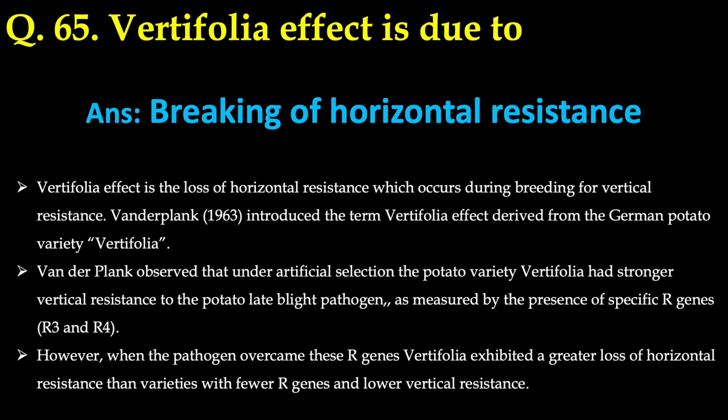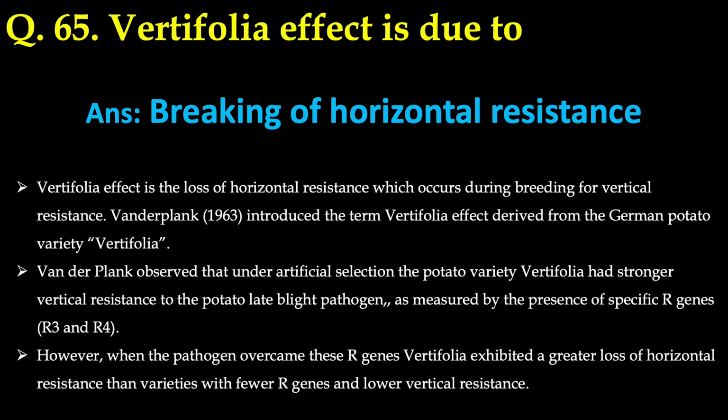Please try to understand, Vertifolia effect is the loss of horizontal resistance that occurs during breeding for vertical resistance. Long back, that is in 1963, Van der Plank introduced the term Vertifolia effect that derived from the German potato variety, that is Vertifolia. And Van der Plank observed that under artificial selection, the potato variety, that is your Vertifolia, had stronger vertical resistance to the potato late blight pathogen.